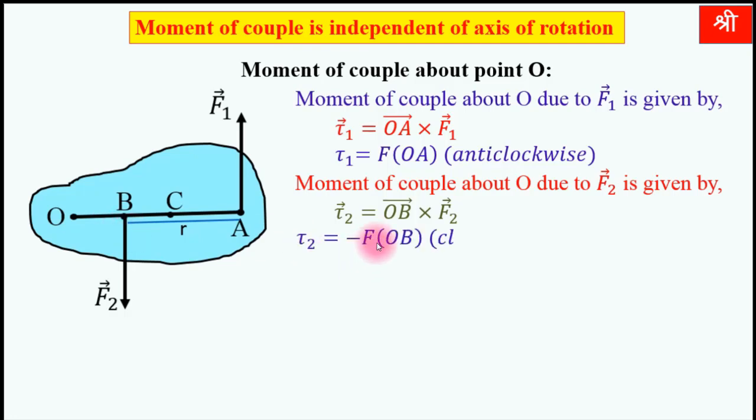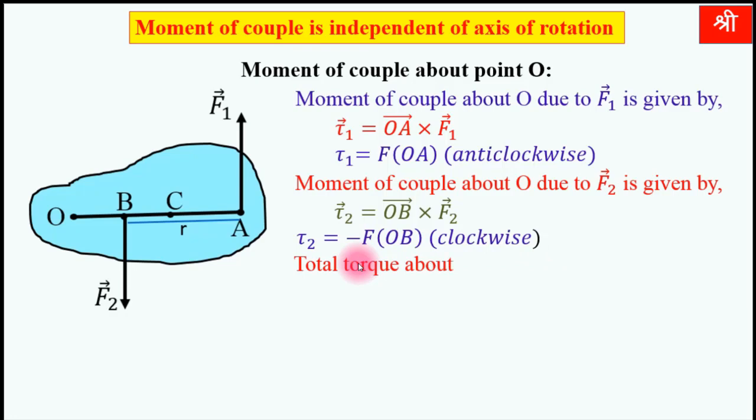tau equal to minus F into OB, because F1 and F2 are equal in magnitude. Therefore, here in place of F1 we can write F. Here also in place of F2 we can write F, because their magnitudes are same. But why negative here? Because this F2 produces rotation in clockwise direction, and in the case of clockwise rotation, moment of couple is taken as negative. So this is clockwise rotation. That's why it is taken as negative.